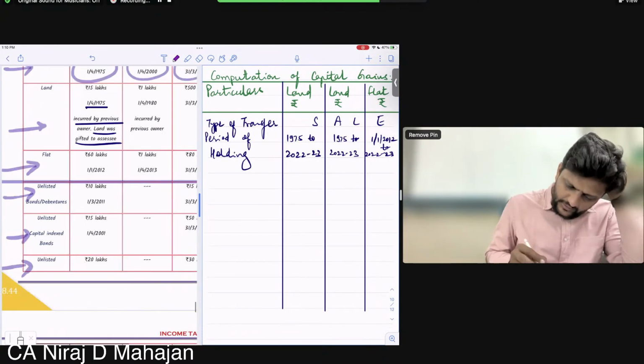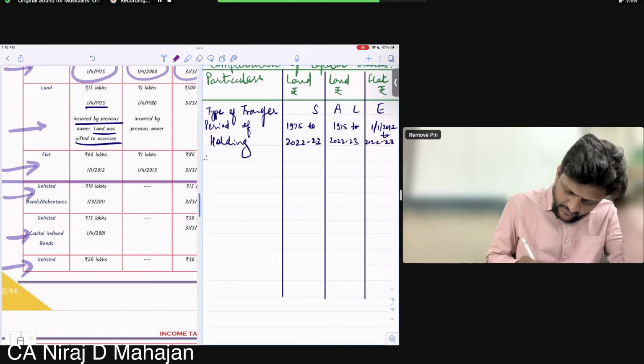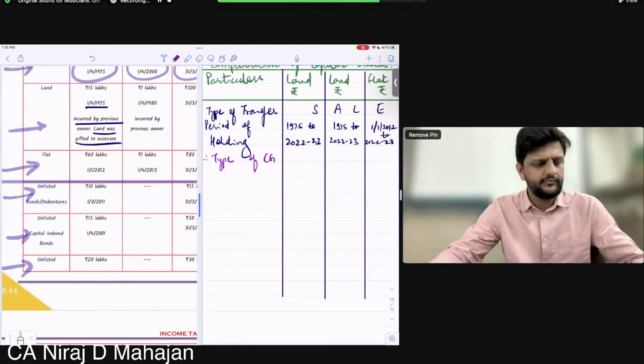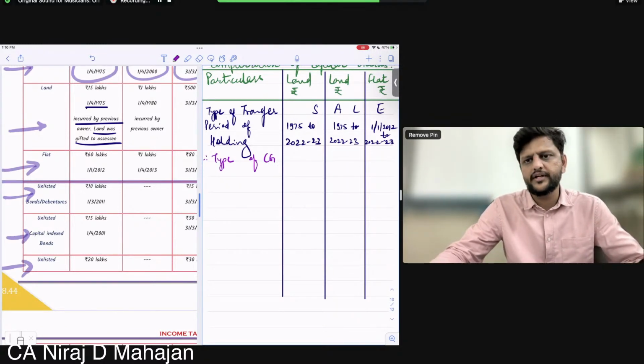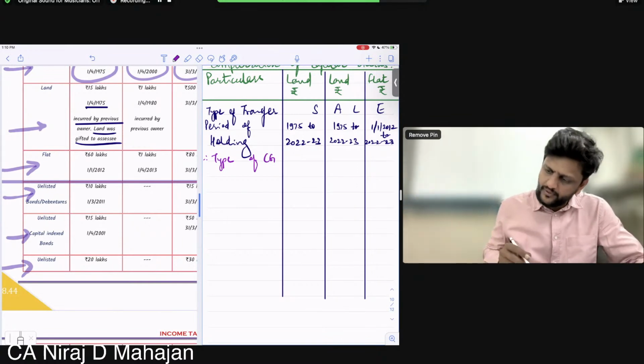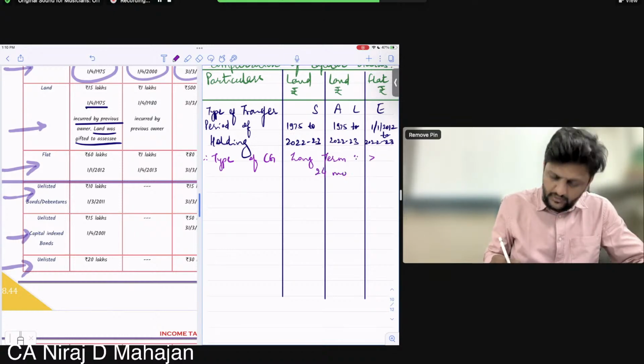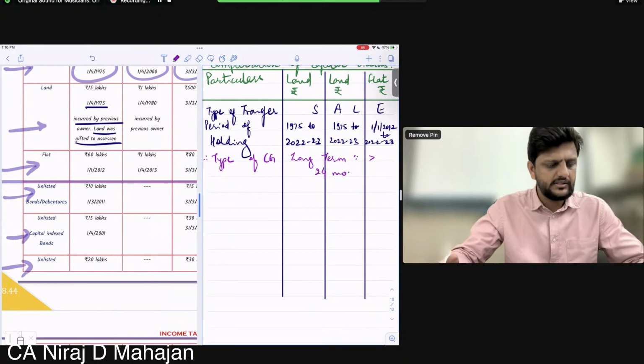Fine. Therefore, what's the type of capital gain? Is it common for all three of them? Land or building or both? It is immovable property. And in all these three cases, बच्चों, it is more than 24 months. So it is what? Long term. Yes, everybody? Since more than 24 months. है ना बच्चों?